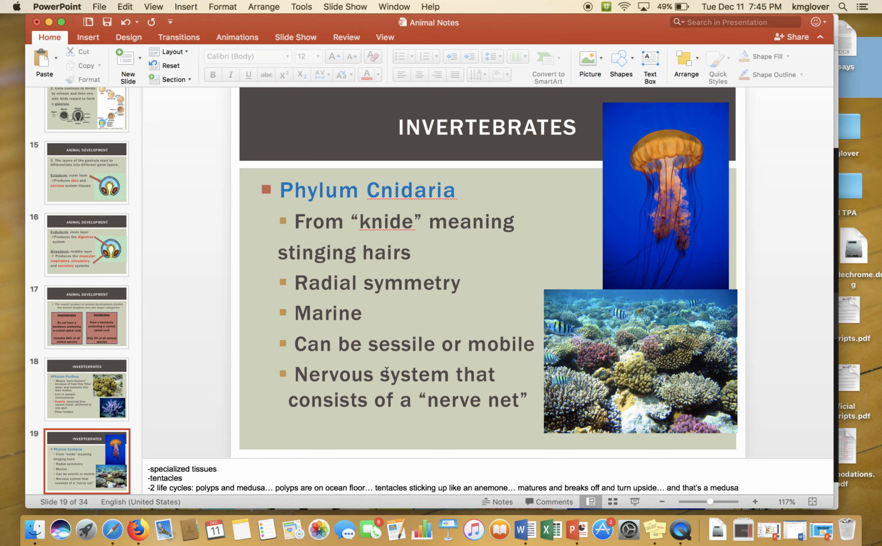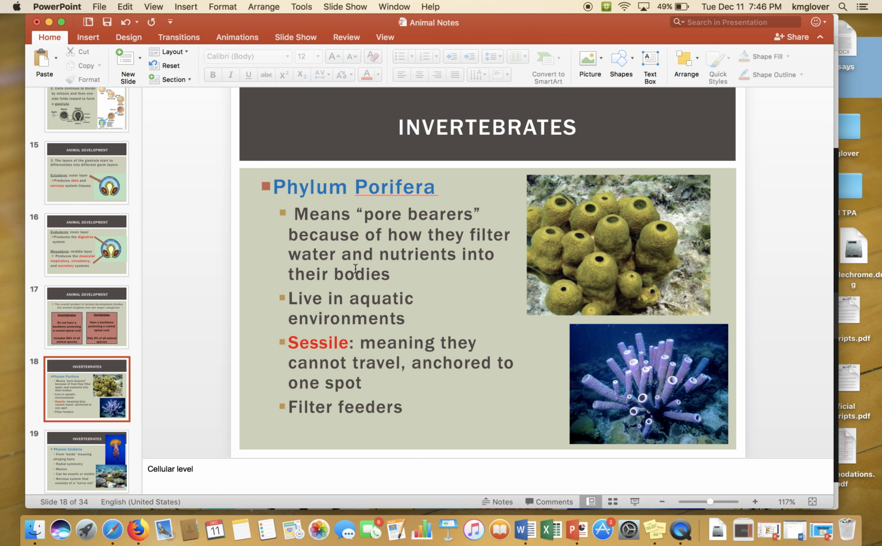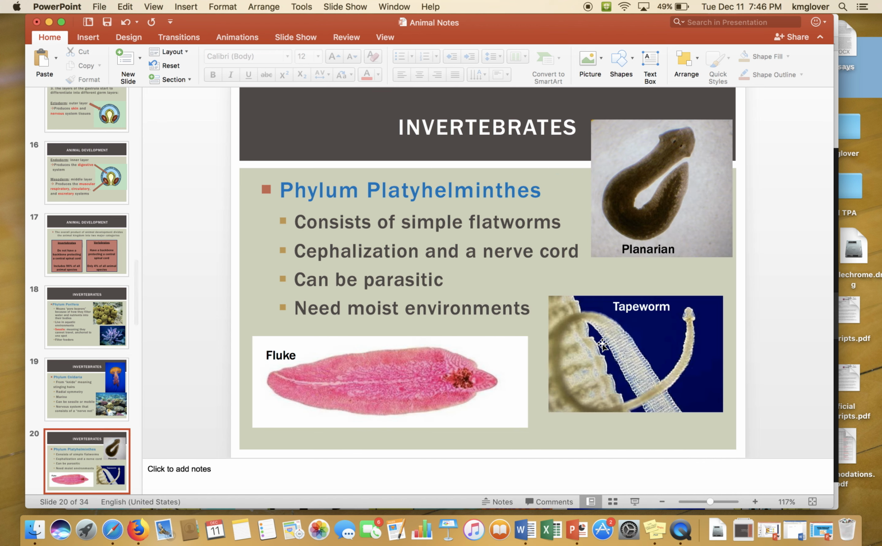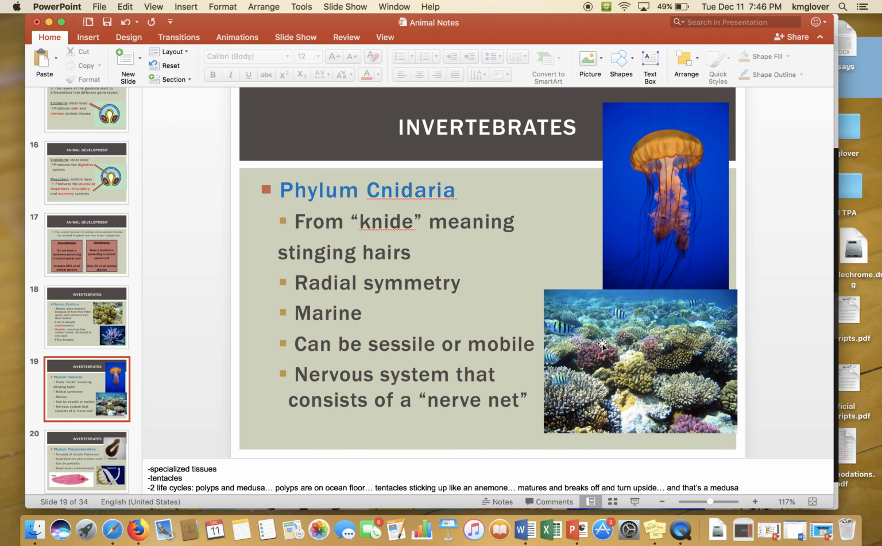Next, you have your cnidarians, so phylum Cnidaria, and this means stinging hairs. So if you think about going back for a second to Porifera, these are at your cellular level. These are all specialized cells. You actually don't have tissues, but here you do actually have tissues. All right, now they do have tentacles, and that's where you get your stingers from. And they can be sessile or they can be mobile, so they could be anchored to one spot forever, or they can move. And they have a nervous system that consists of a nerve net.